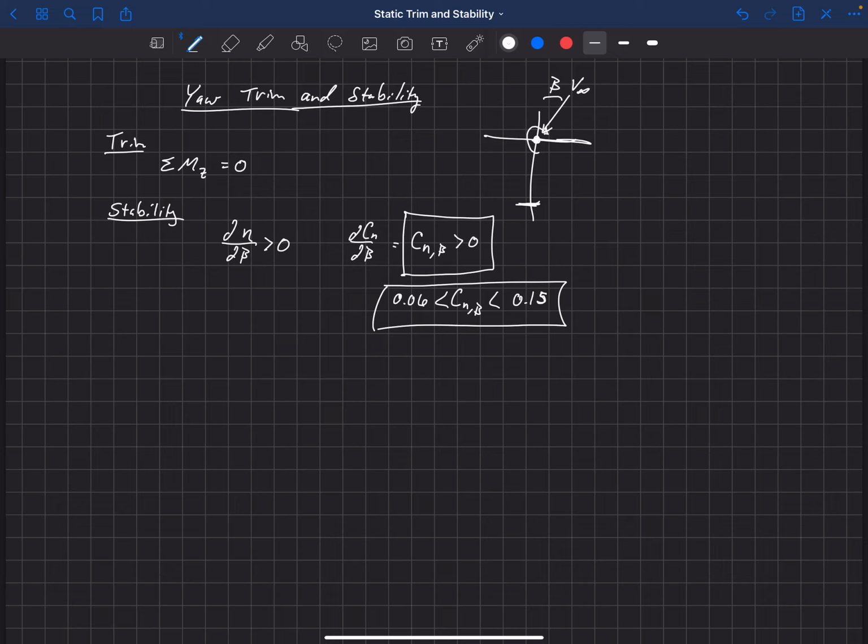Okay, so this ability for the aircraft to change and minimize beta, or get rid of beta: if Cn beta is positive, then the nose of the aircraft will naturally turn into the free stream and get rid of beta. So if we have positive beta, then it will rotate to the right. If we have some negative beta, it will rotate to the left. This is sometimes called weather vaning.